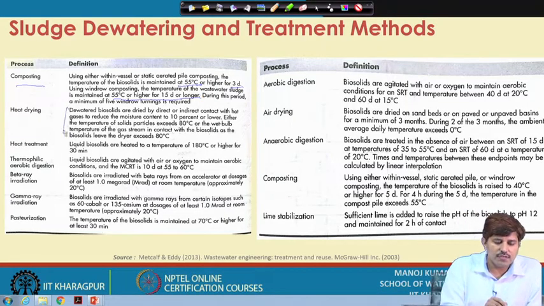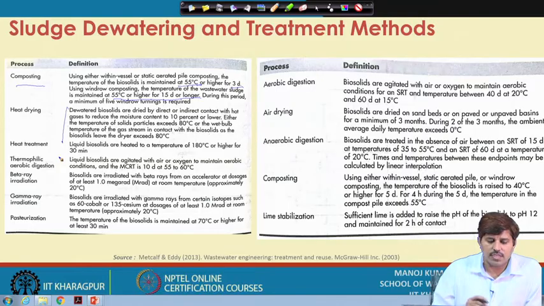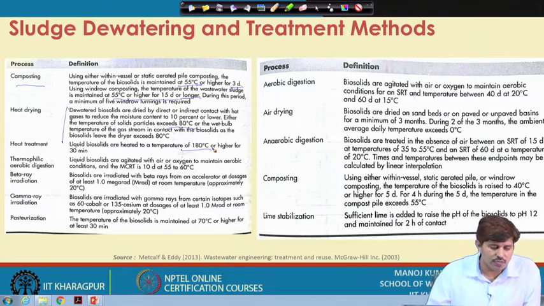Then heat drying, we discussed that dewatered biosolids can be directly or indirectly supplied with hot gases to reduce the moisture content to 10% or lower. So, either the temperature of solid particles exceeds 80 degrees, so that way we can dry them. The typical heat treatment is where it is heated at a temperature of 180 degrees Celsius for 30 minutes. So, almost all of this will get vaporized.